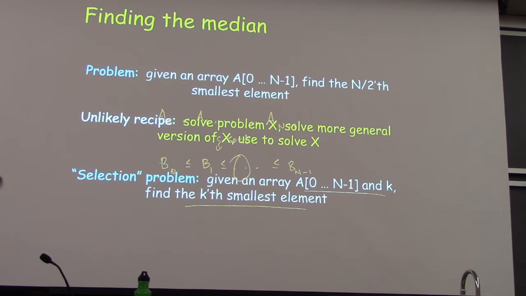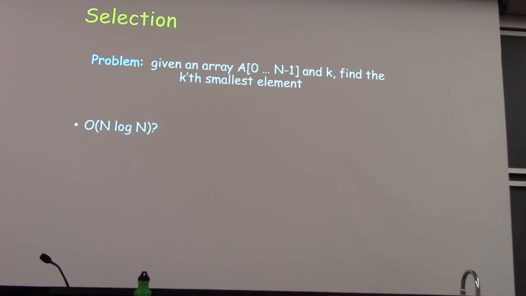Okay, so let's do this. Is this selection problem clear? We have an array and you are given a number k. You want to find the kth smallest element in this array. So what's the trivial algorithm for this problem? Can you come up with an n log n time algorithm for this? Sort it. Yeah, you just sort it and you find it. So this is trivial.